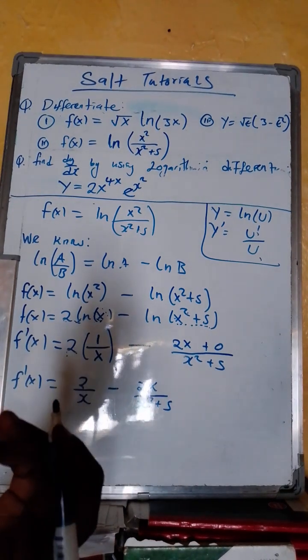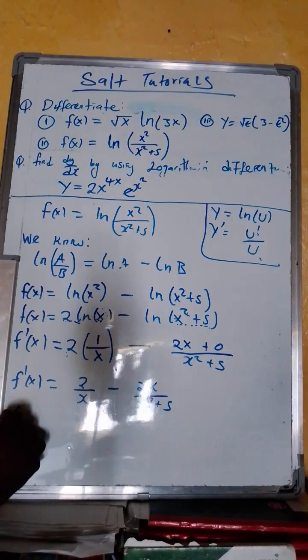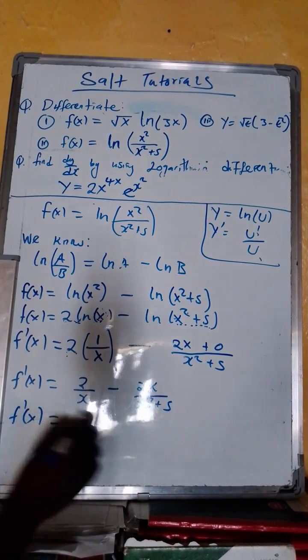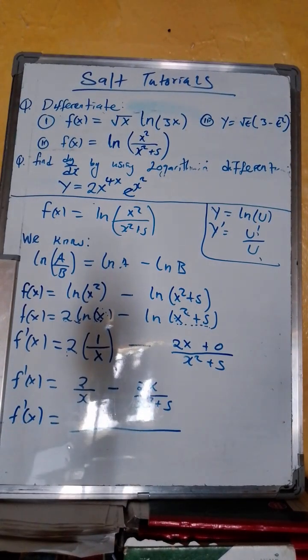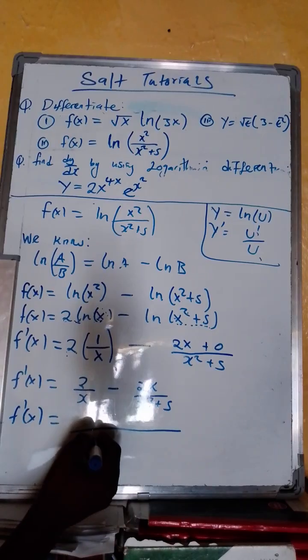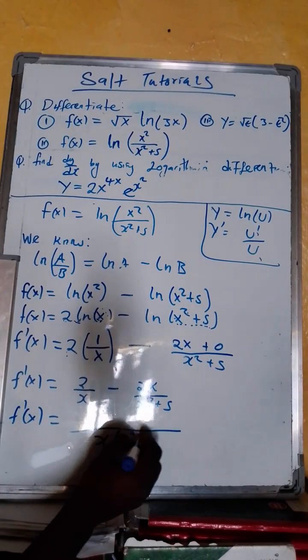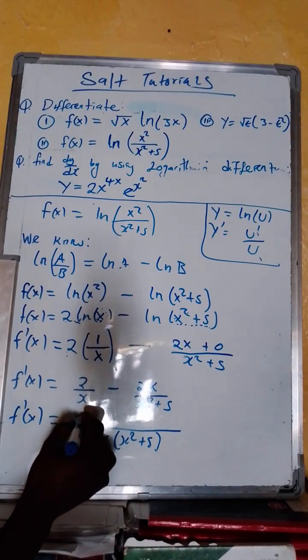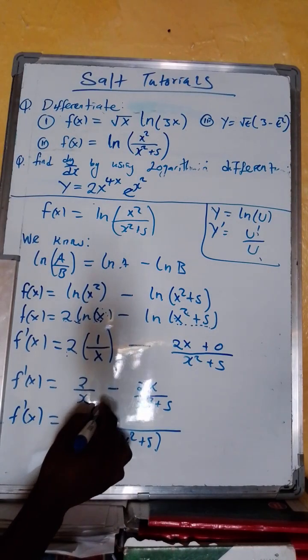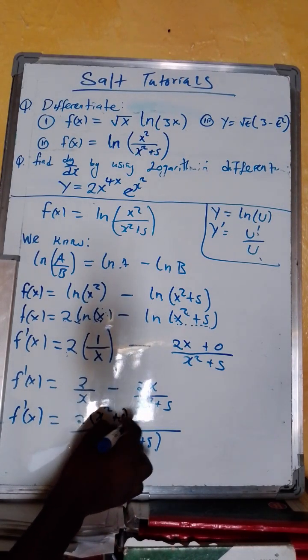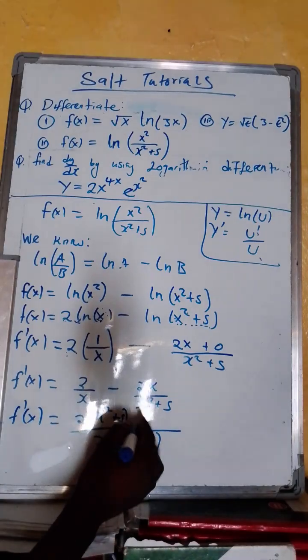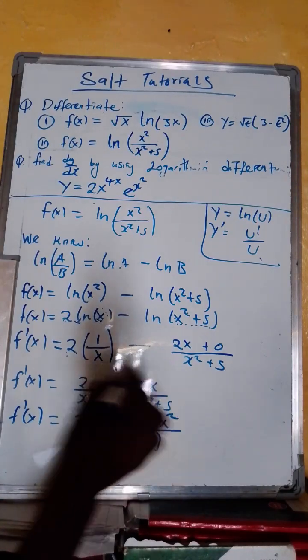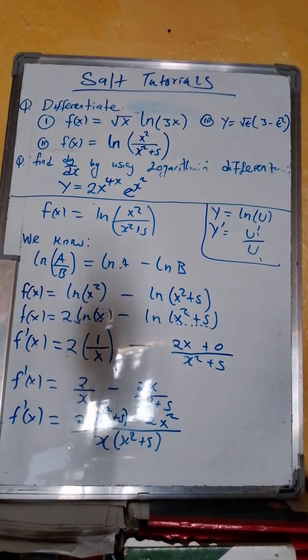If you wish to, you can simplify as a single fraction. F prime of x now will be equal to x open bracket x squared plus 5. This into this goes, this times that to be 2 times x squared plus 5. This goes, this times that minus 2x squared. We are okay?